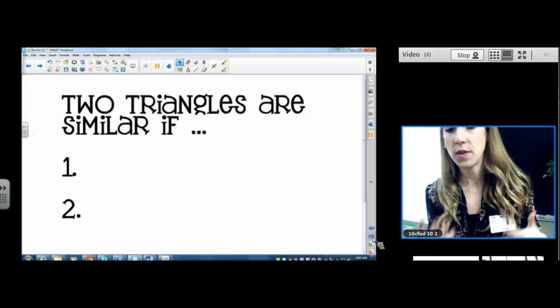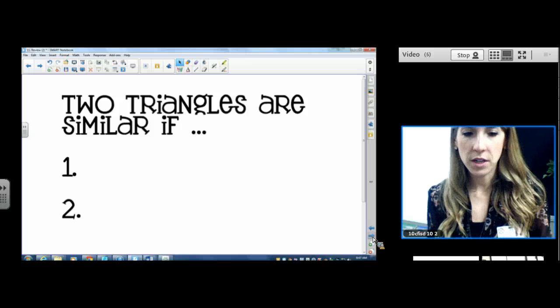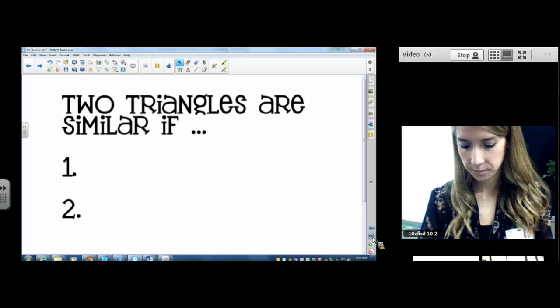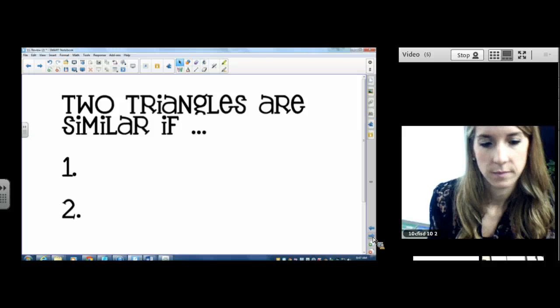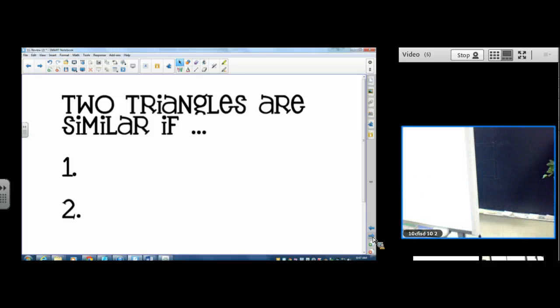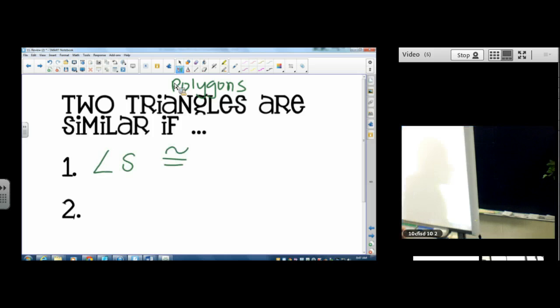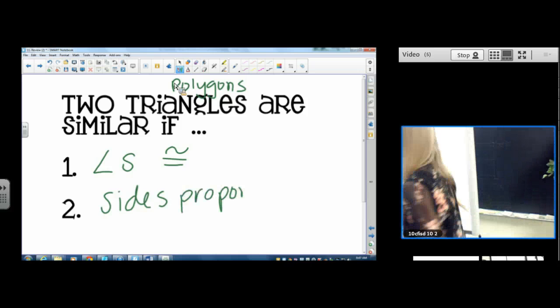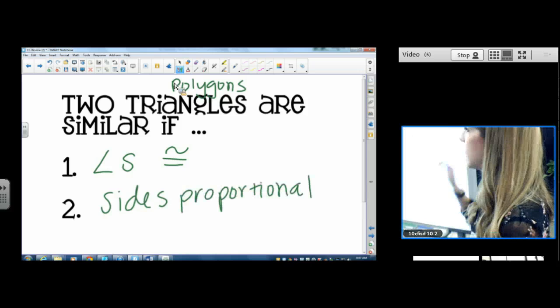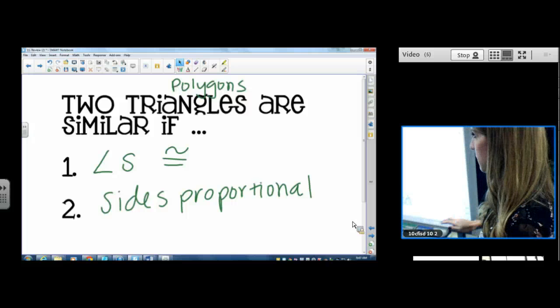Let's just discuss a few things first. 2 triangles are similar if, you know what goes here. Not even triangles. I'm going to say polygons. If their angles are congruent and their sides are proportional. Proportional. That's the foundation to the unit. You need to walk into the test intimately knowing that.